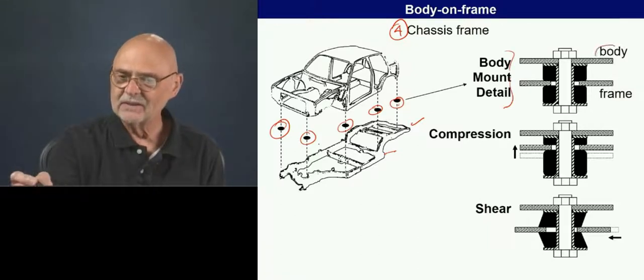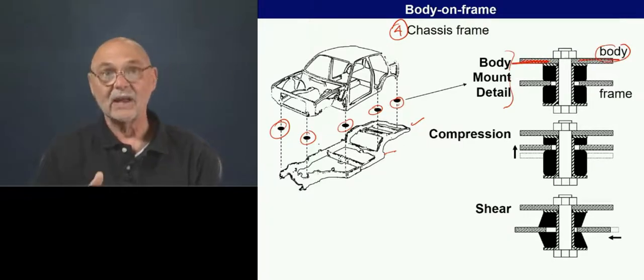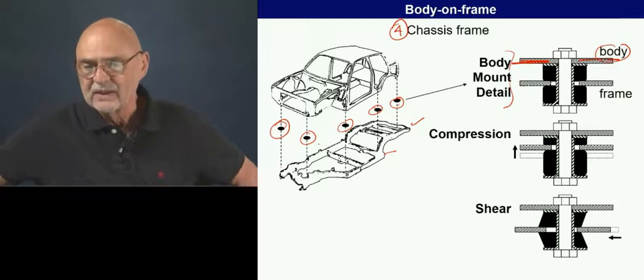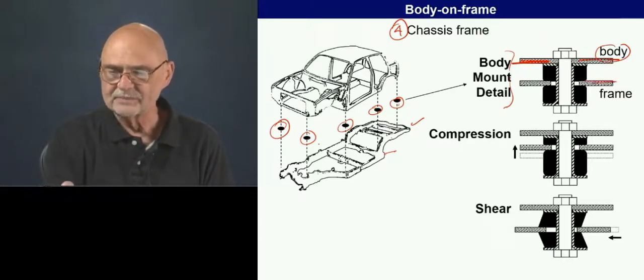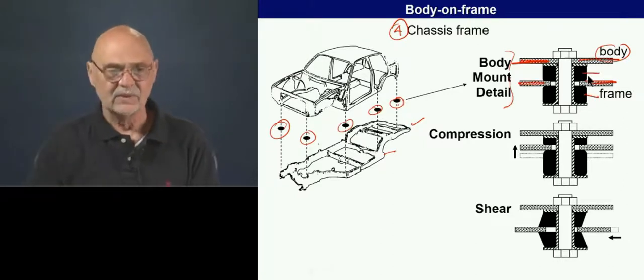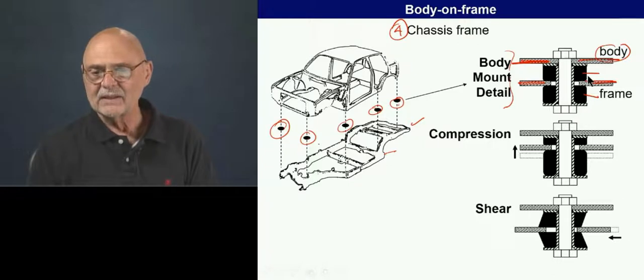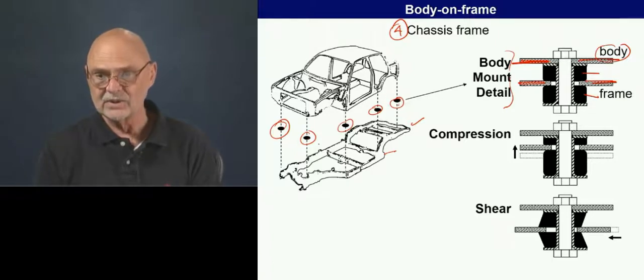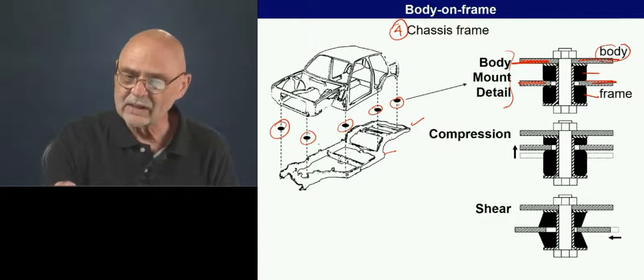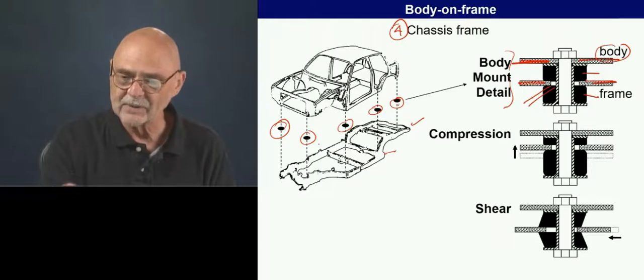Here is where it's mounting to the body, and this will have to be a fairly substantial piece of sheet metal. Here is the frame, and here is the body mount. The idea here is to isolate the frame from the body in two directions, in both shear and in compression. Okay? You can kind of see here that in this case we have a gap.